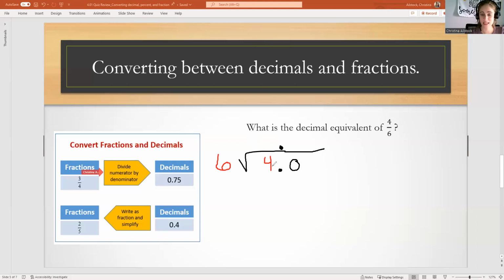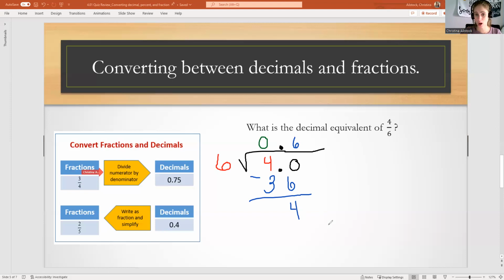All right, we said 6 cannot go into 4, so that would be 0 times. But we can now look at this 4.0 and look at it as 40 because we brought our decimal up. Now we can just kind of ignore it. How many times can 6 go into 40? It can go 6 times. 6 times 6 is 36. So we're going to subtract and see what we have left over. 40 minus 36 is 4.